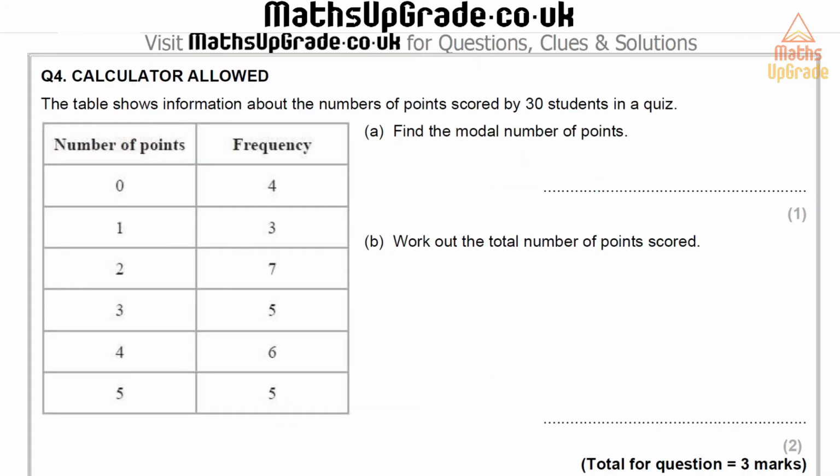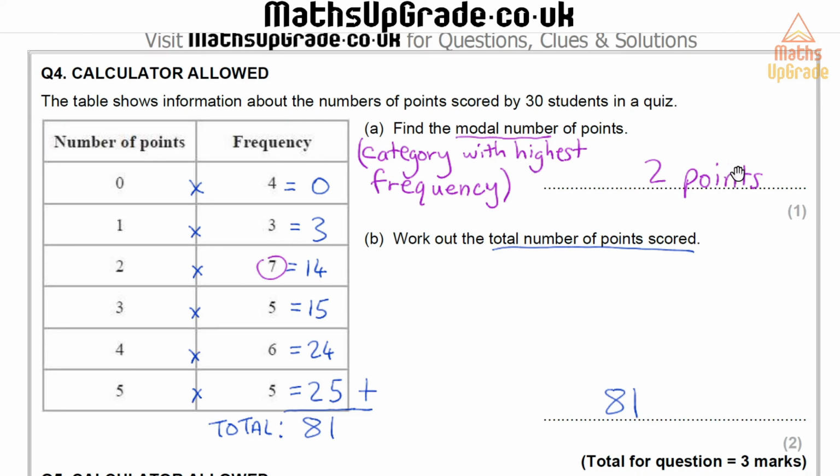In question 4, we're given a table which shows information about the number of points scored by 30 students in a quiz. We need to find the modal number of points. The modal number of points is the category with the highest frequency. So think about which category's got the highest frequency here. This is the highest frequency, so the category must be 2, so it's 2 points.